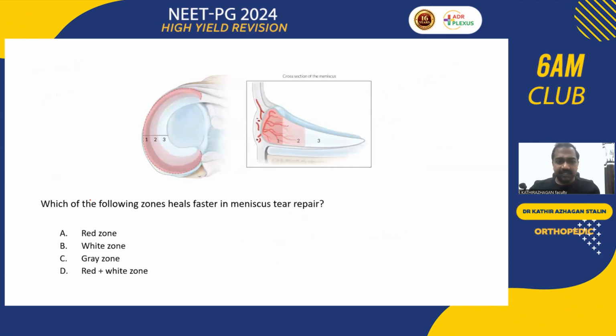Meniscus, this is another neat question. Which zone heals faster? Whichever zone has the highest blood supply will heal faster. Highest blood supply zone is the red zone.